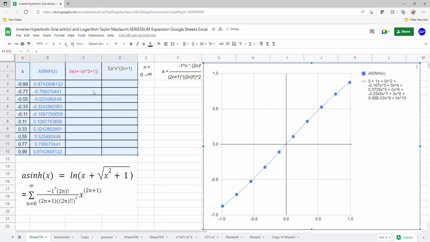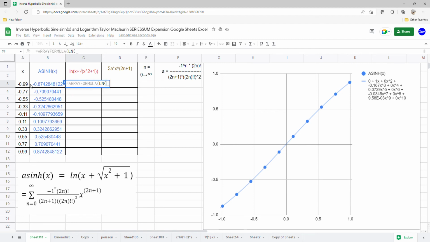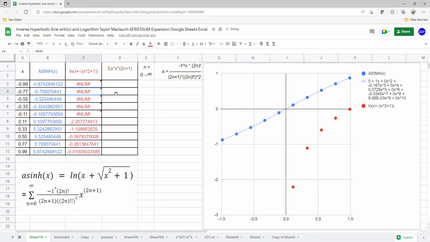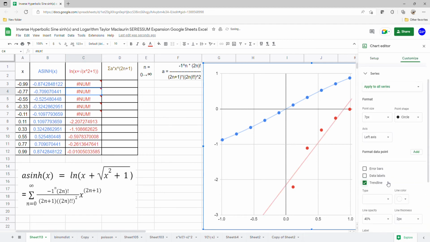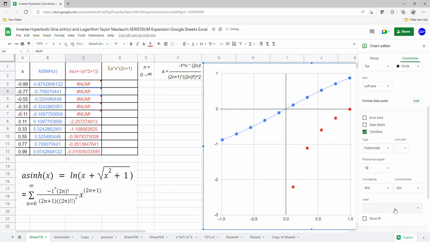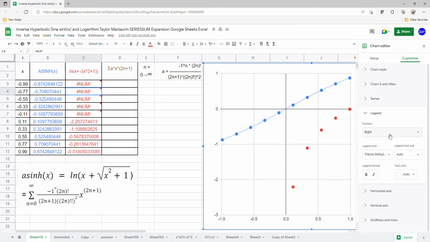Next, we continue with the logarithmic equivalent. So array formula: ln of the x values. Then we continue. We show the trend line, polynomial to the 10th degree. For the label, use the equation. And for the legend, position at the right.